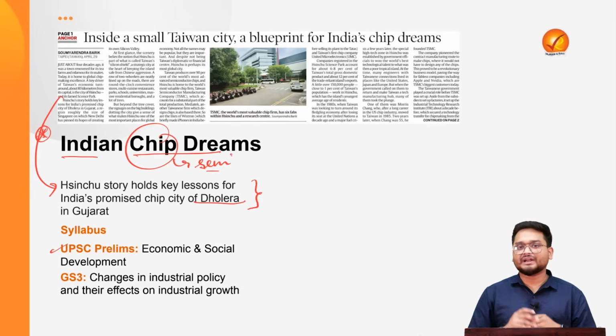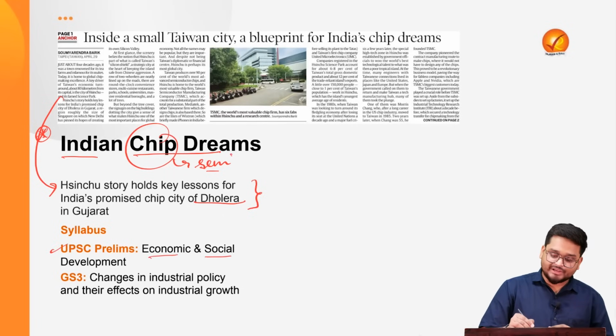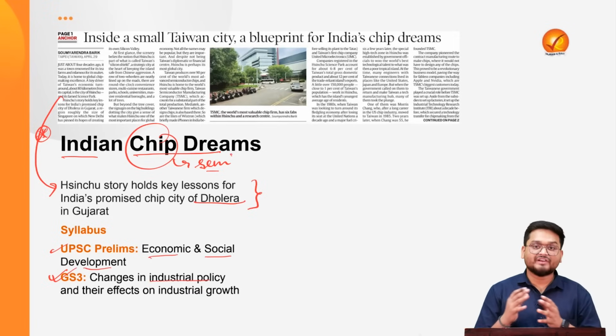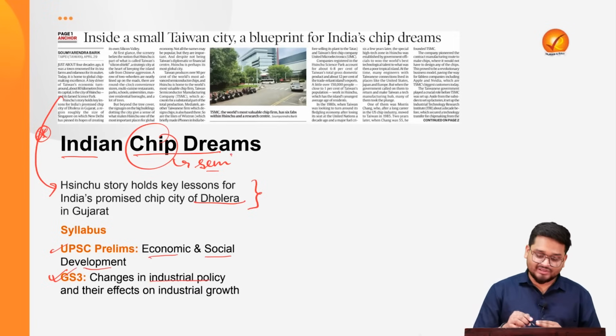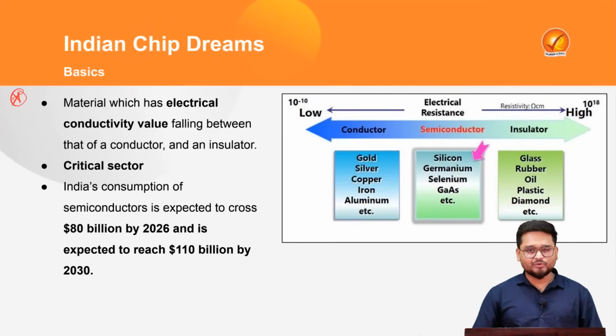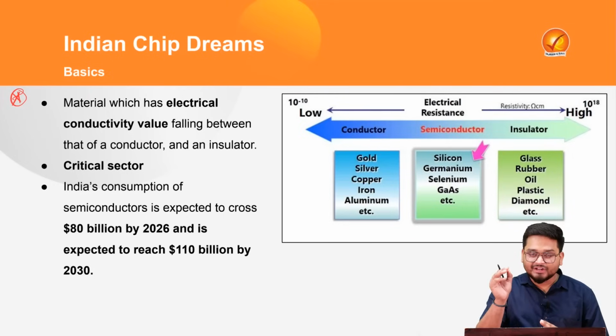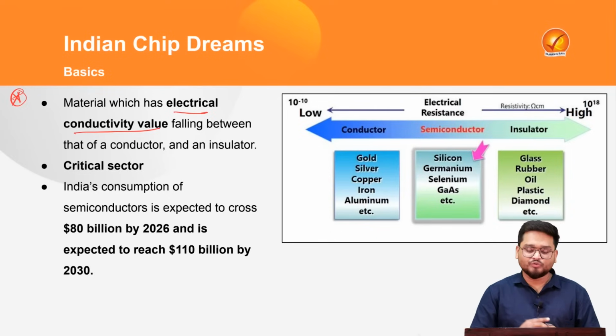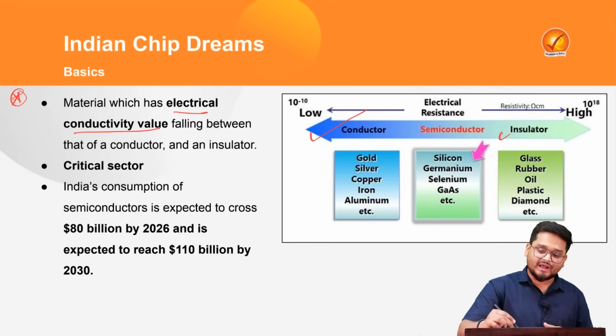Now, this is a very important article for UPSC prelims with reference to economic and social development, and also for GS3, where we also have to look at various changes in industrial policy and also impacts on industrial growth. Now, to start this article, we'll be looking at the very basics first. Semiconductors are those materials which have their electrical conductivity value between conductors and insulators.